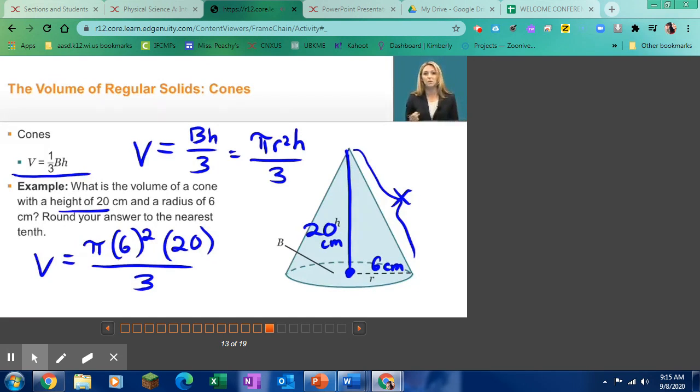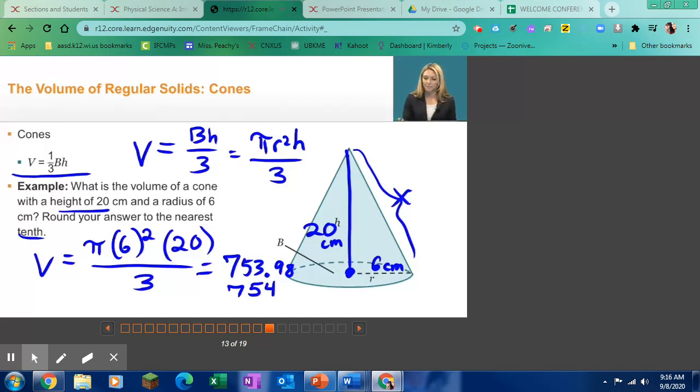And you can use a 4-function calculator to perform this calculation. And what you'll end up with, if you've already done it, is 753.98. And if you'll recall in the example, it asks us to round to the nearest tenth. Since we have 0.98, that will round to 754. And it's really important to remember to get your measurements in there, your units.